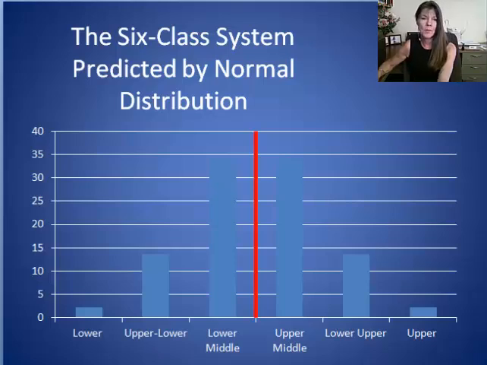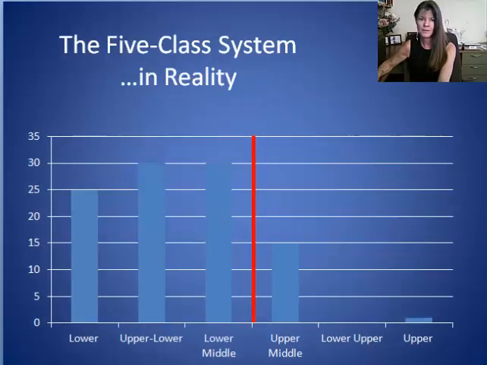Now let's look at what we have in reality instead. So keep this in your head so you can compare. And here we go. Notice not only the skewing to the left, in other words, there is a significantly larger portion of the population in the lower classes below this middle line, and relatively quite few in the upper classes.